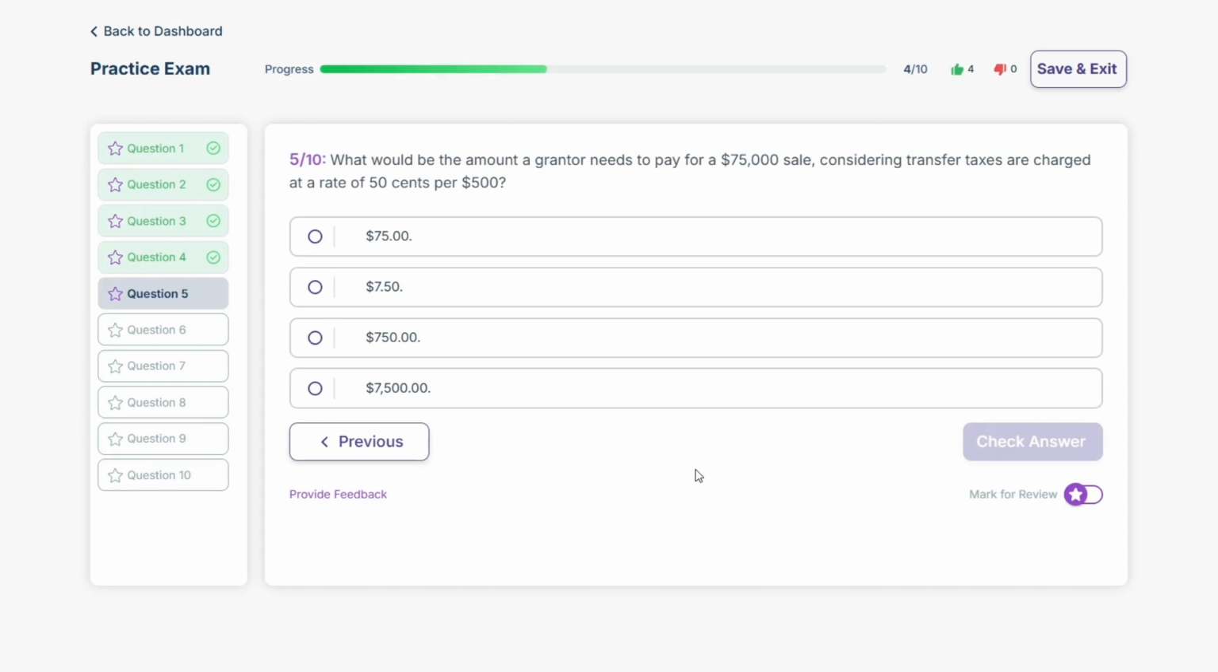See if you can solve this question. What would be the amount a grantor needs to pay for a $75,000 sale, considering transfer taxes are charged at a rate of 50 cents per $500? A. $75. B. $7.50. C. $750. D. $7,500.